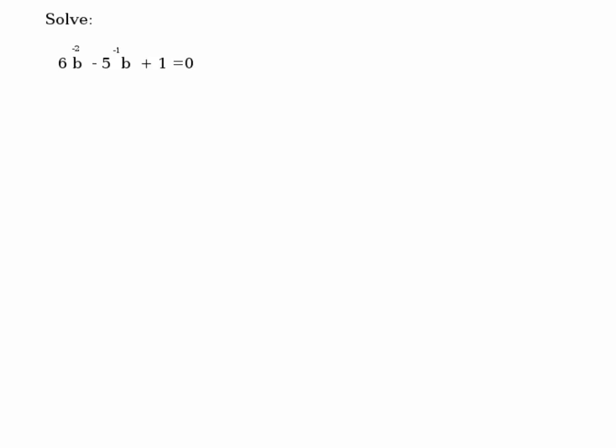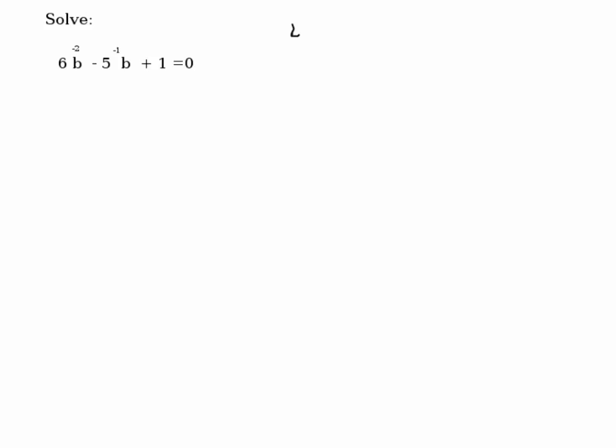Solve 6b to the power of minus 2 minus 5b to the power of minus 1 plus 1 is equal to 0. Looks like we can solve by substitution again here, because if I look at these two terms, if I square this term here, I get this. So that would be a good candidate to solve by substitution.